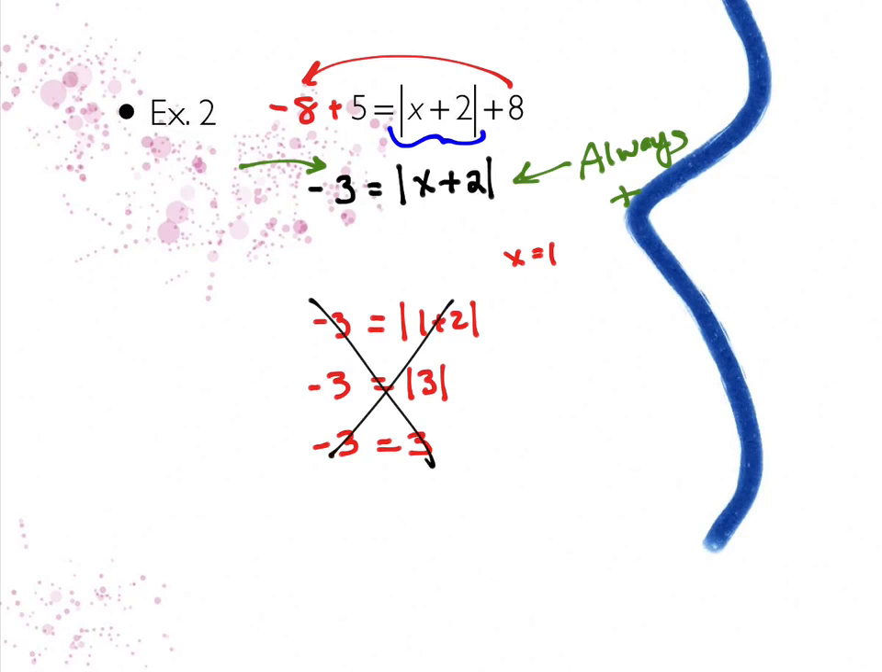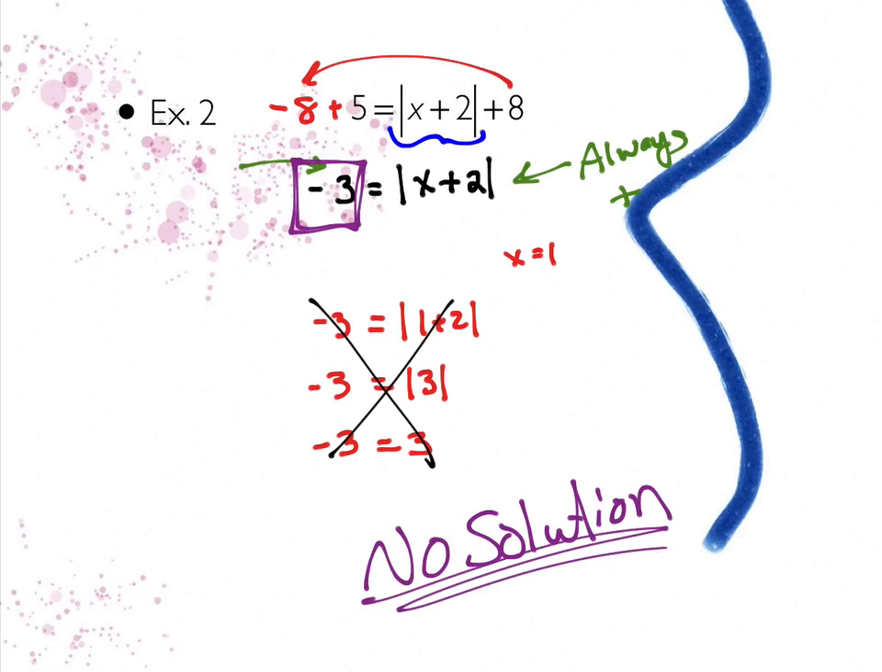Doesn't work. So whenever you see an absolute value expression that equals a negative number, like right here, this is a no solution. No solution, because we have an absolute value expression that equals a negative number. It's just something to keep in mind. You might want to split it up and do that, but trust me, it's not going to work out for you. Okay.